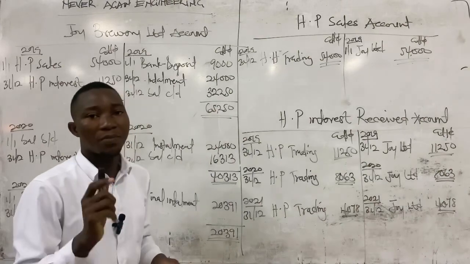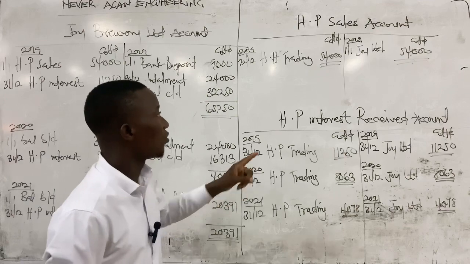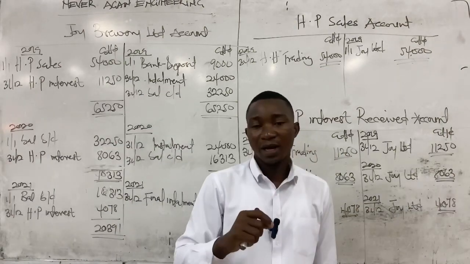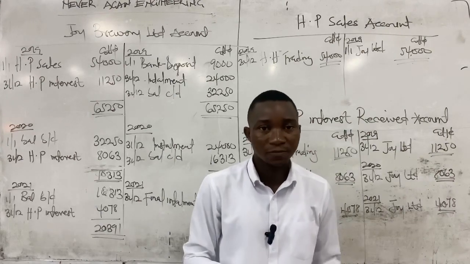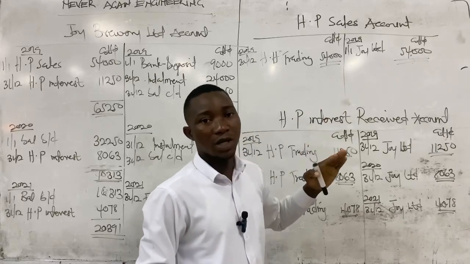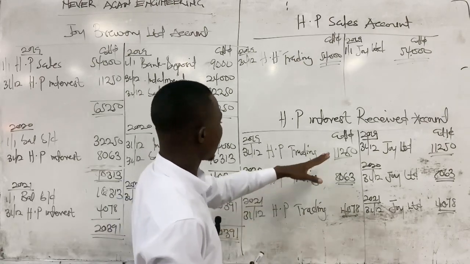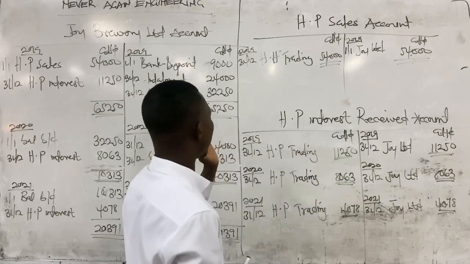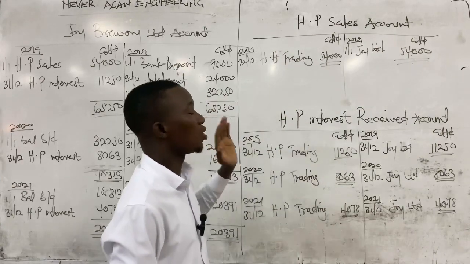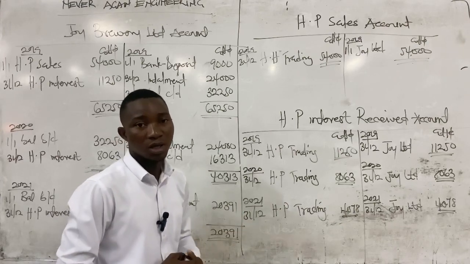So remember, when we are preparing the trading account of Never Again Engineering, for each year we'll be transferring this amount. We transfer the sales, we also transfer the cost of manufacturing the packaging line to the trading account, then we compare with the sales to determine the gross profit. So that is what we will be doing. So don't forget this amount. This interest will be transferred and this sales will be transferred. So I'm going to clean the board, then we open the hire purchase trading account and see how the accounting arrangement will look like.